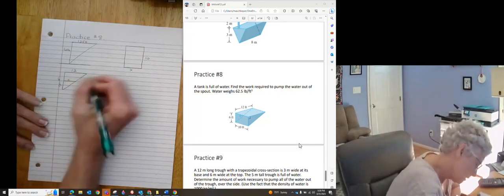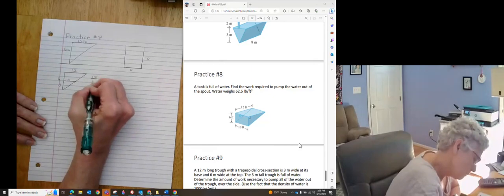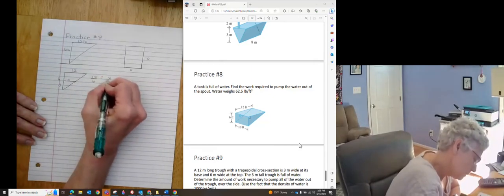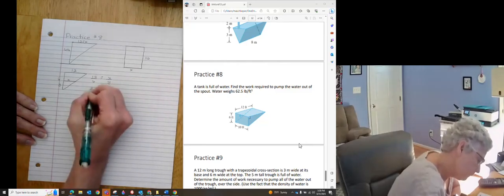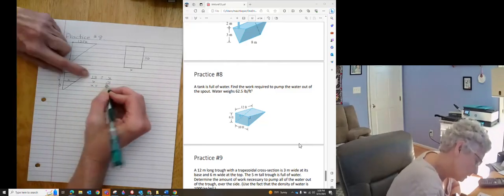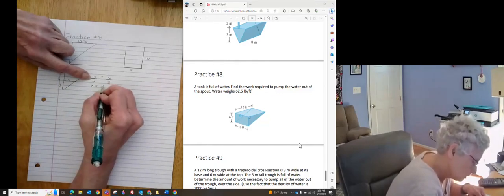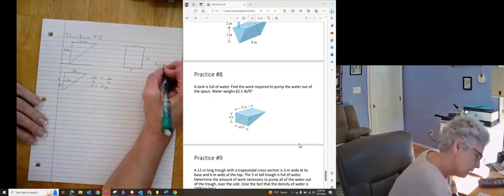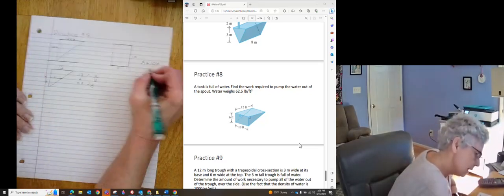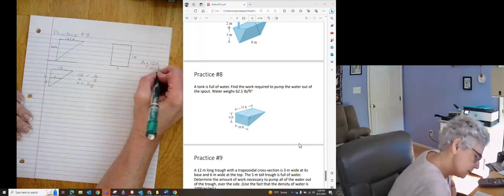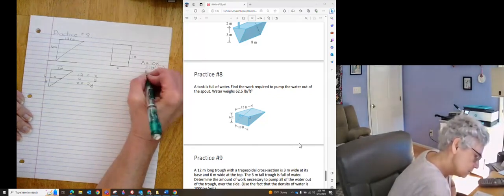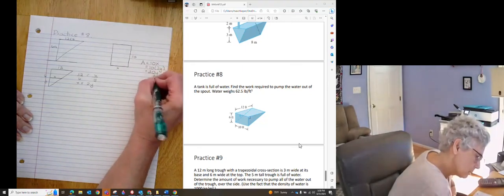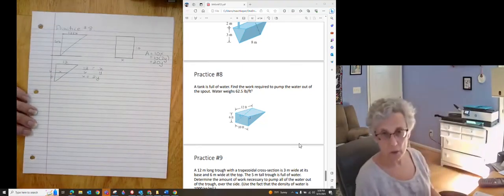This is x, this is y. So 12 over 6 is equal to x over y. So x is equal to 2y. So since area is equal to 10x, it's equal to 10 times 2y. It's 20y.